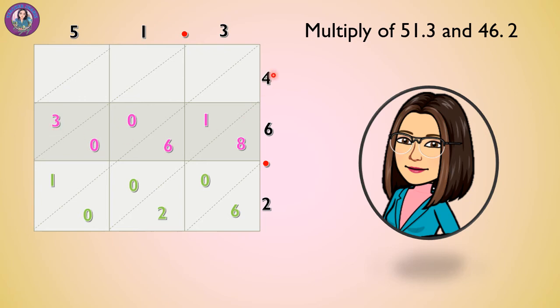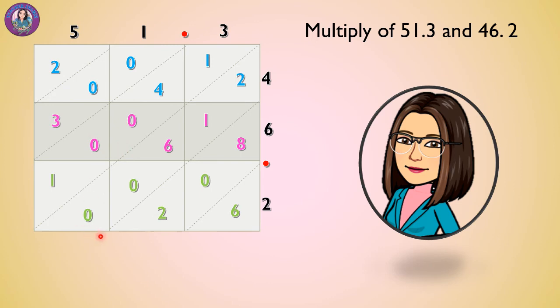Now, I will multiply 4 to the digits of the multiplicand. So 4 times 3 equals 12. Write 2 and 1. 4 times 1 equals 4. So we have 4 and 0. Then 4 times 5 equals 20. So write 0 and 2. Remember, class, that these zeros are just placeholders.